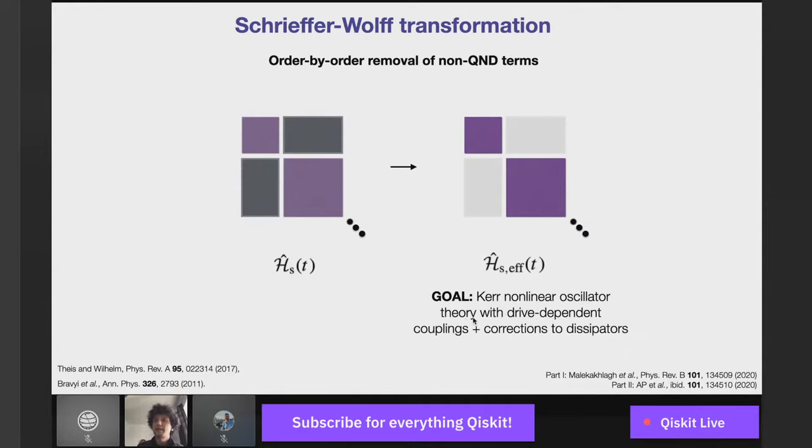And the goal of this transformation is to get a Kerr nonlinear oscillator theory in which the normal modes are coupled only by terms which conserve the photon number in each of those modes. But this Kerr nonlinear oscillator theory has drive-dependent couplings. So the corrections such as Stark shifts or shifts in the Kerr constants due to drive are encapsulated in this theory. And in addition to that, in doing this diagonalization, you will incur corrections to dissipators. And that's really important. That's what gives us effective master equations and corrections which are nonlinear to the decay.